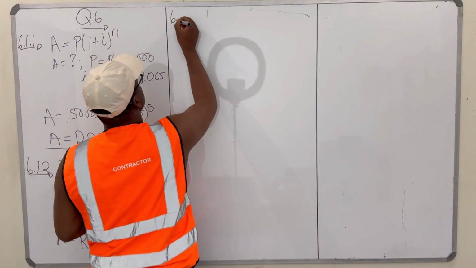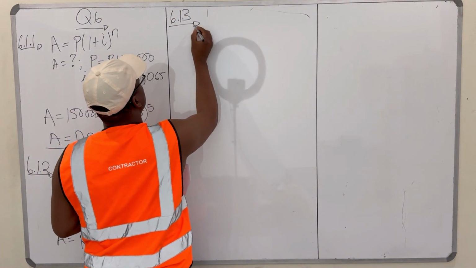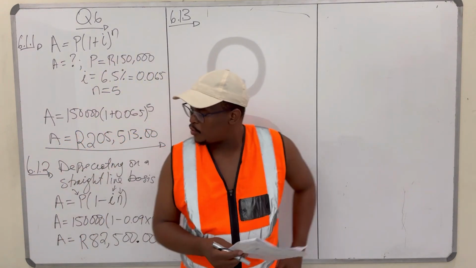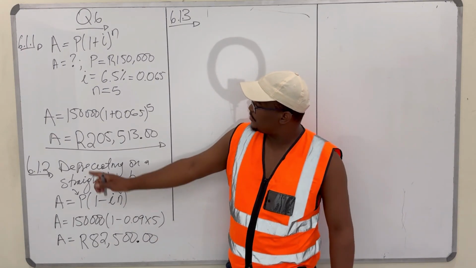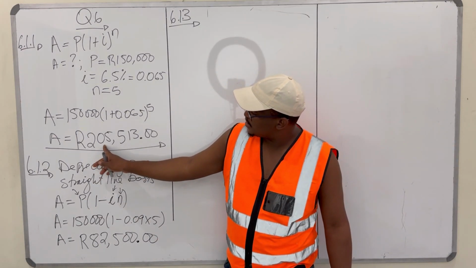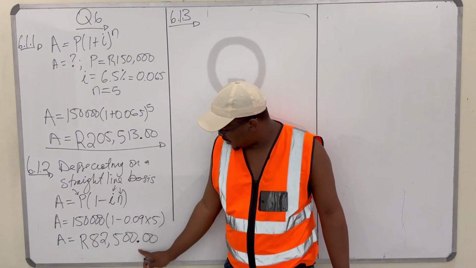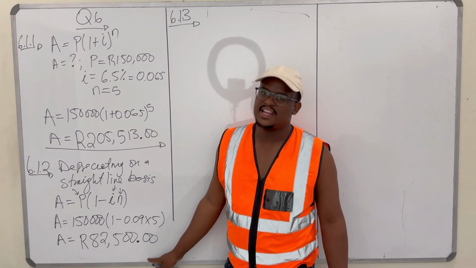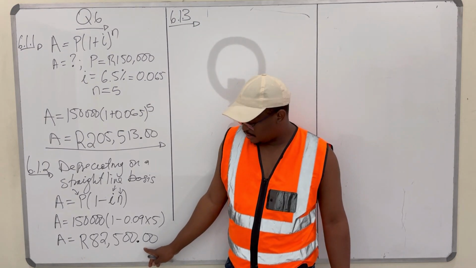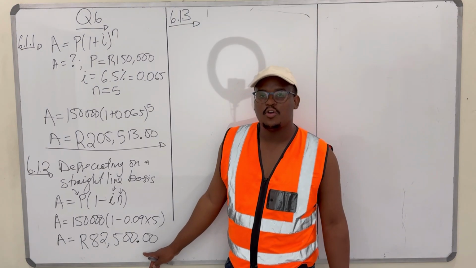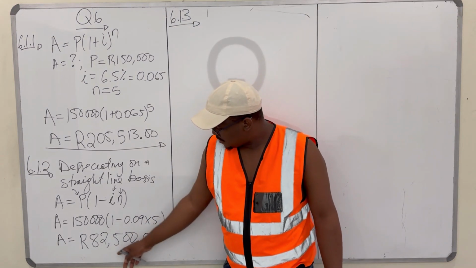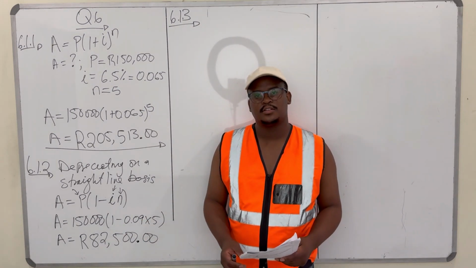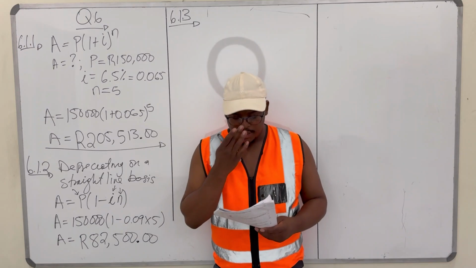Which is 6.1.3. What do we do? So what we have here, this will be the value of the new machine, right? This is the value of the current machine. This is what you can sell or trade in your current machine for. This value after 5 years is 82,500.